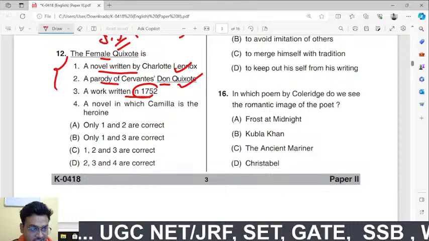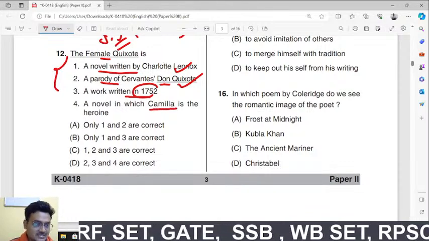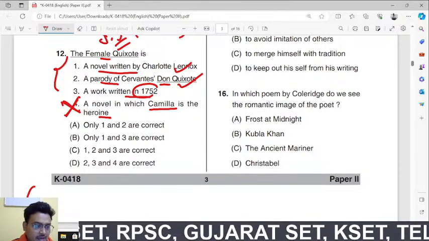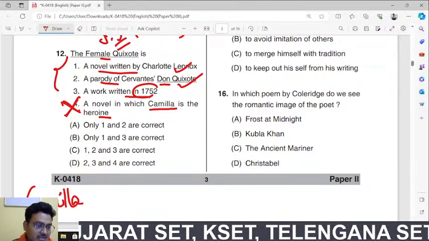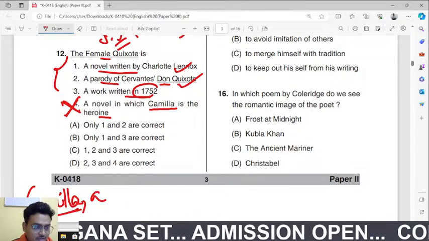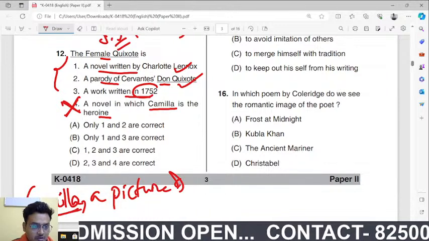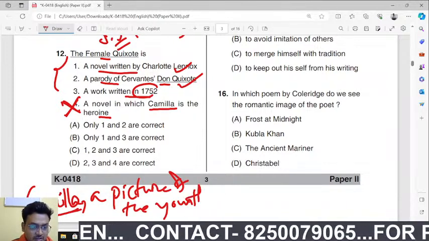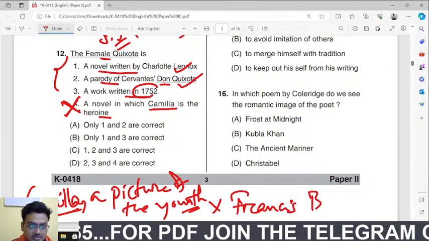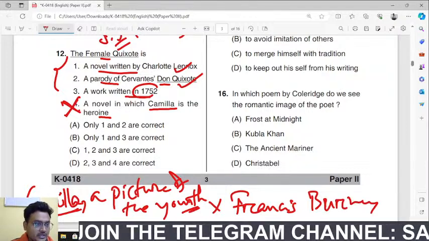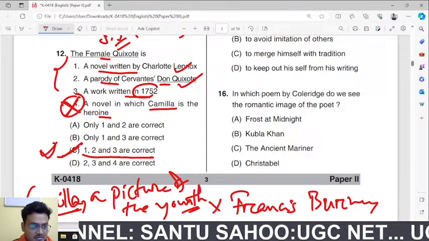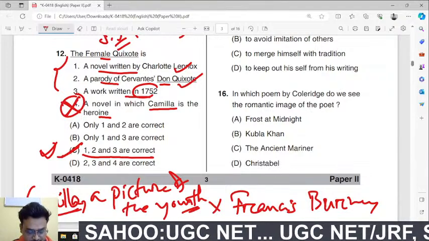So the first three options are right, whereas a novel in which Camilla is the heroine. No. Camilla is a work by whom? Camilla is actually a novel by Francis Burney, and its subtitle is A Picture of the Youth. This is the full title of the novel. So the fourth is not the right option. We have 1, 2, 3 correct, so C is the right option. Camilla, A Picture of the Youth, is a work by Francis Burney.